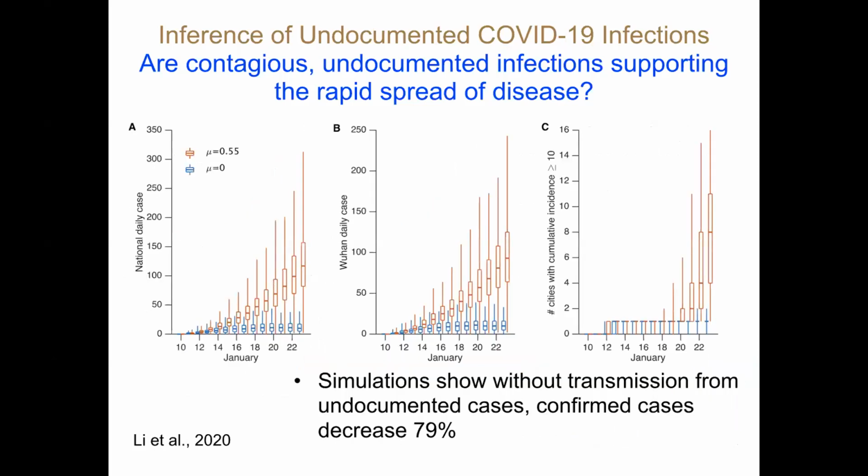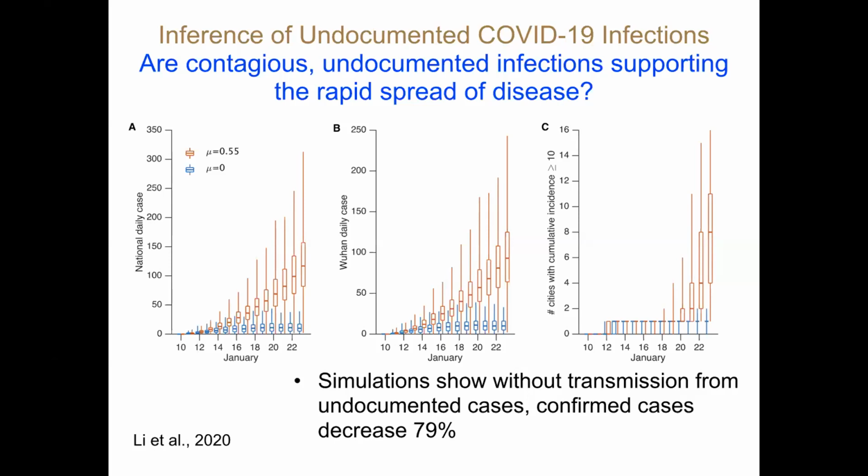Now, because it's a model, we can also play around with it. We could say, what if we take these same parameter estimates except adjust mu, which is the contagiousness per person for the undocumented infections, and suppose we were to shut that off. If we set mu equal to 0, we're saying that the undocumented infections, those who have not sought medical care, are not contagious. They don't go through a period where they themselves can transmit the virus.